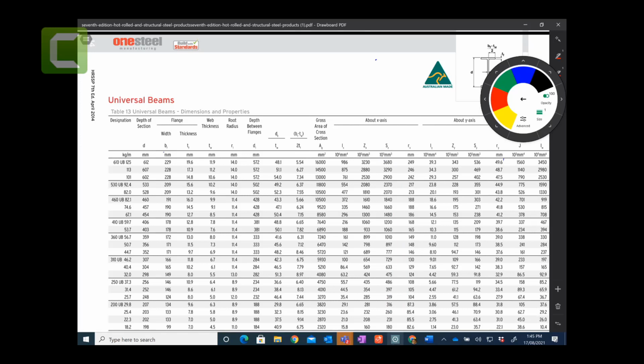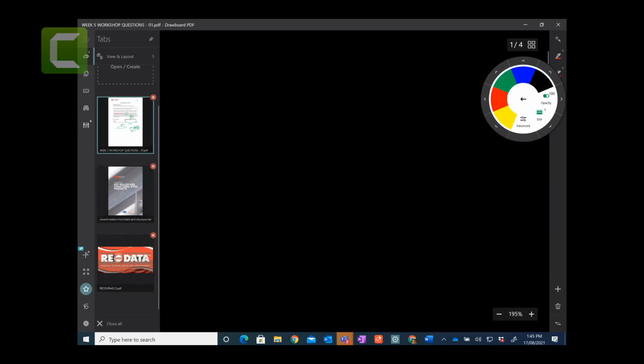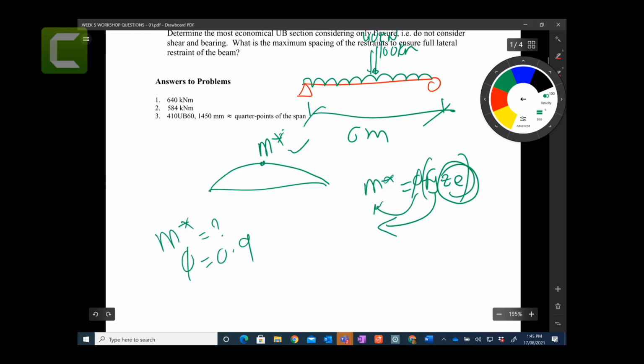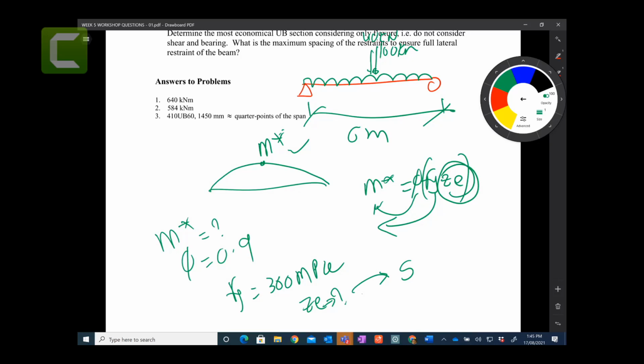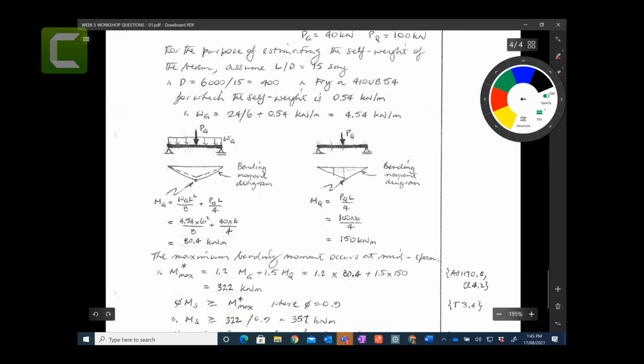So first, we need to take into account a couple of things. When someone asks you to tell them the universal beam, you need to know these values. You need to know M star. The capacity factor is 0.9 for bending, and then you need to know Fy, which is typically 300 megapascals. Then you can calculate Ze. From that Ze you can see which S value, the plastic section modulus, you need. We can quickly do it.